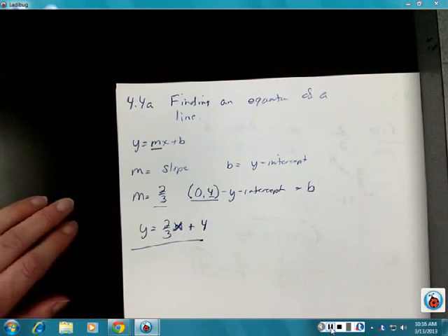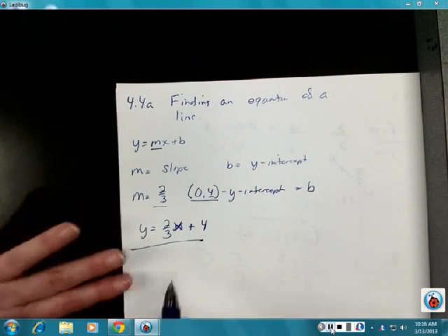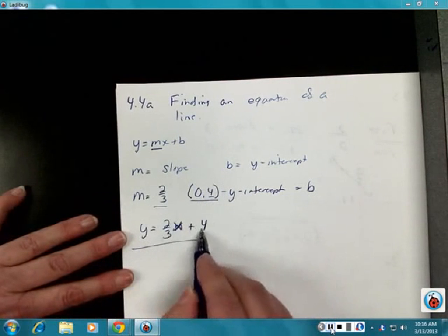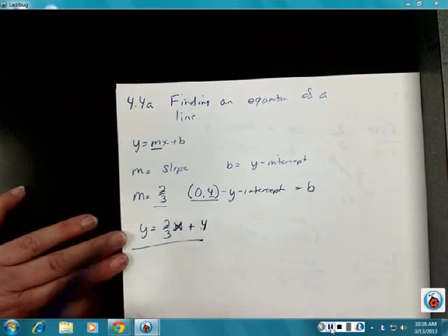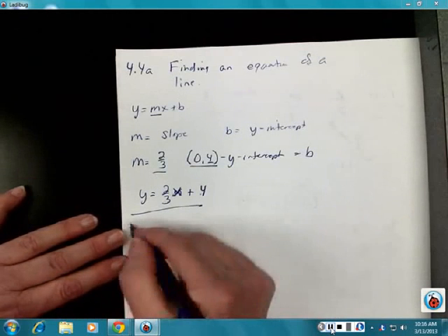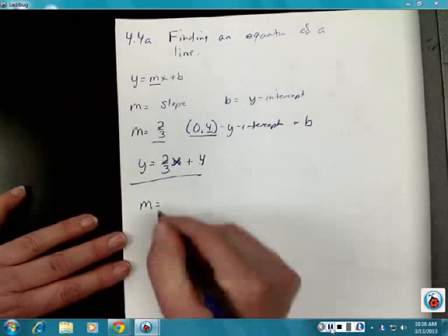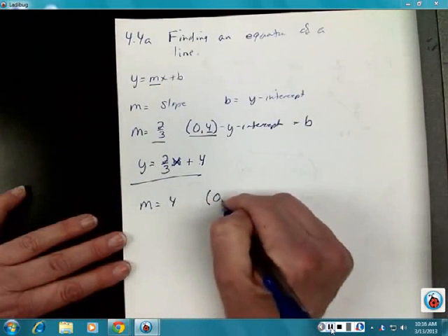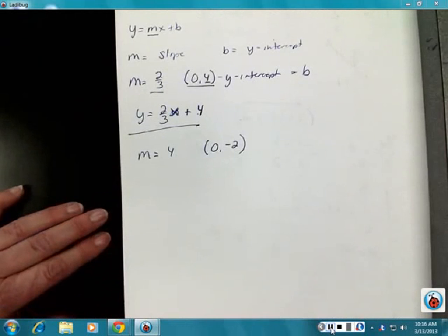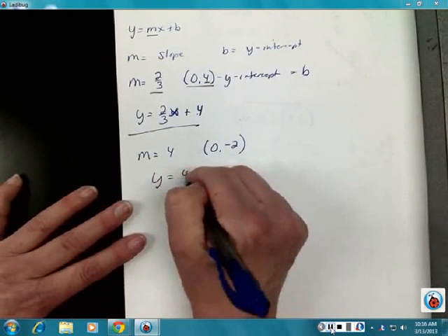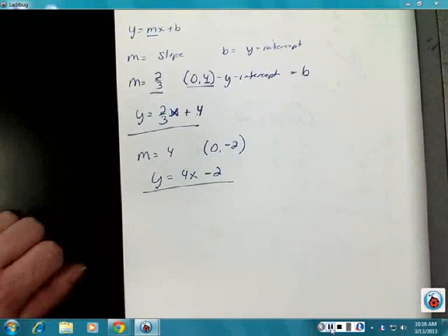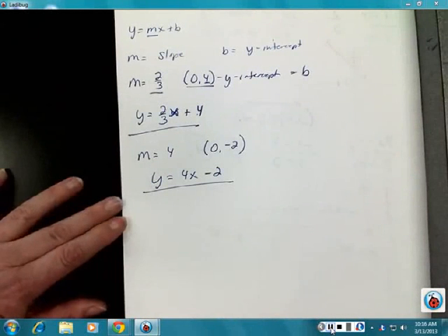Okay? So the equation of that line happens to be that, because all I do is take this slope, plug it in, take this point, plug it in, and I end up with the equation of my line. Now, what about this one? If m is 4 and my point is (0, -2), what's that equation going to be? y equals 4 over 1 x minus 2. Yep. All I had to do was plug it in to where my m was and plug it into where my b happened to be.